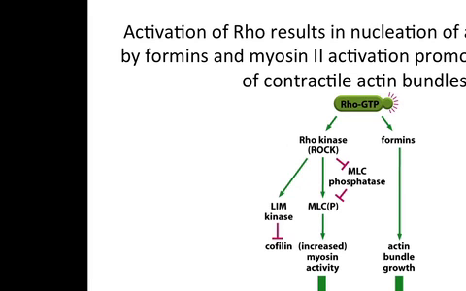So Rho is going to activate formins, and then you get that actin bundle growth, so those stress fibers are going to form. And then it's also going to activate a kinase that's going to result in inhibition of a phosphatase. So the myosin light chain stays phosphorylated, and you have increased myosin activity. And then it also activates a kinase that's going to keep the filament off. You want those stress fibers to be stable.